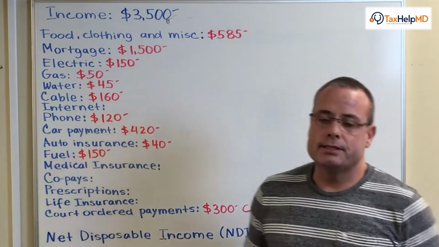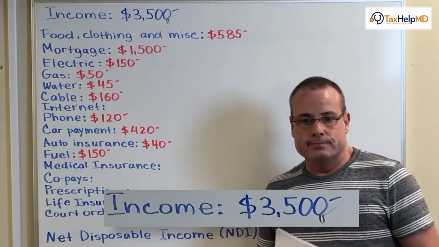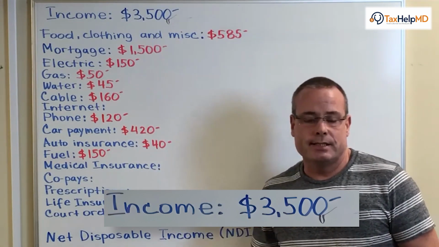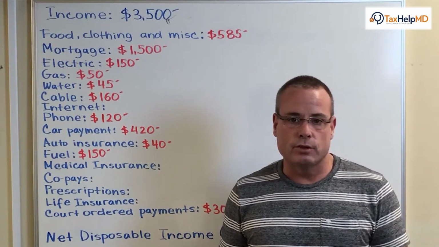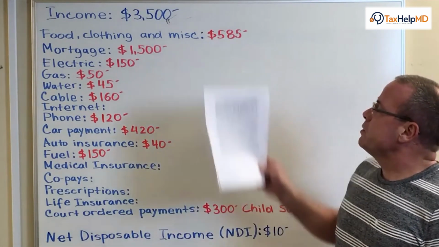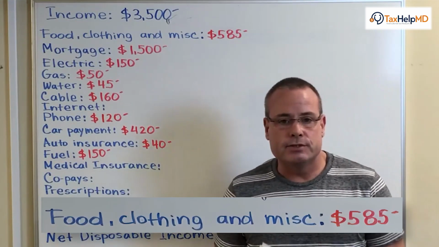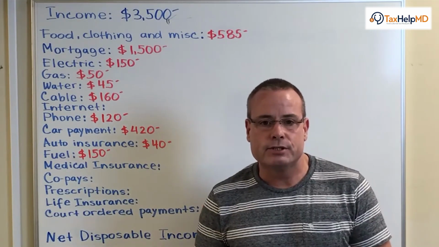So for this calculation on the board, the taxpayer has $3,500 in income. The IRS uses a national standard for food, clothing, and miscellaneous. Now that's determined by which county you live in and how many people you have in the household. For this particular equation, it's just one person in the household, so you can subtract $585 for food, clothing, and miscellaneous without having to prove every cheeseburger you ate and every bar of soap that you used.